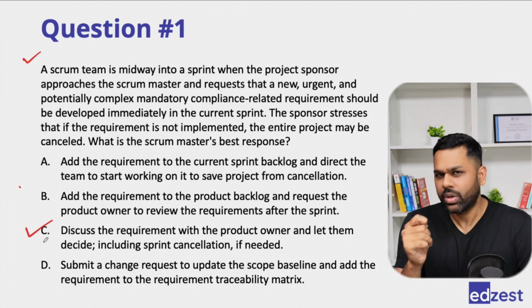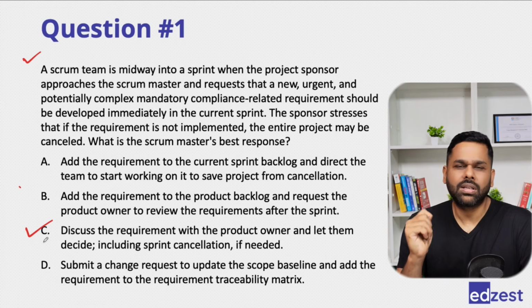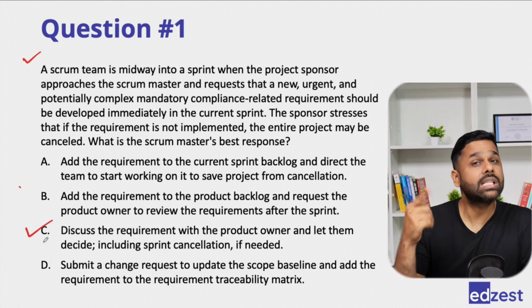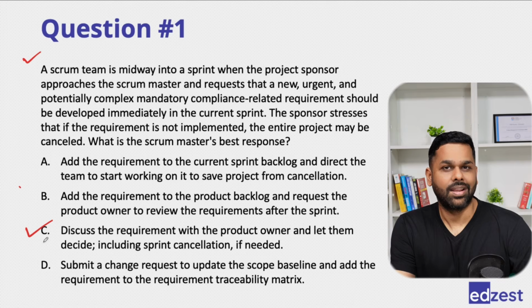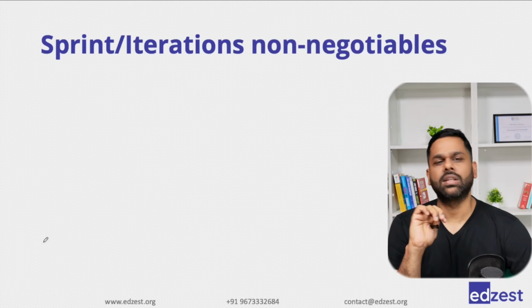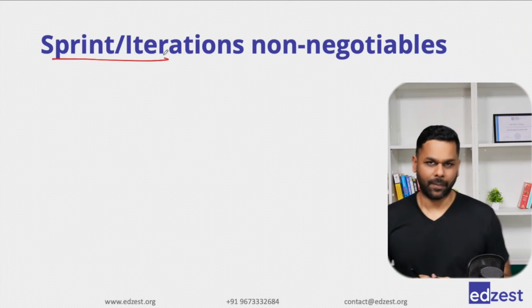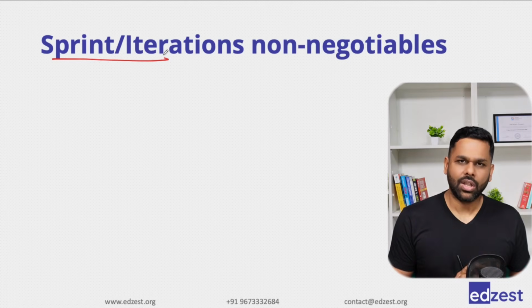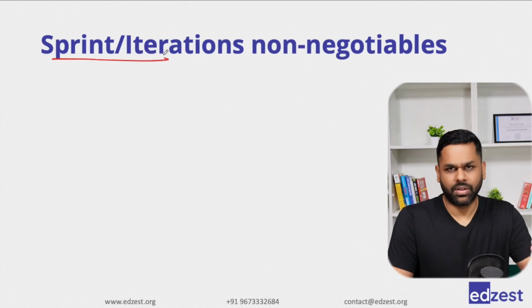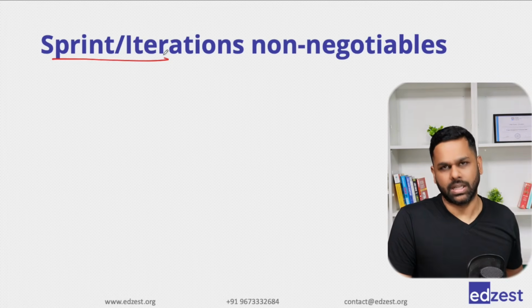Okay. While reviewing this question, you would want to know that the Scrum Master cannot add the requirements. What else cannot be done in the Scrum framework? What else cannot be done in the Agile framework? There are certain non-negotiables for sprints and iterations in Agile. Let us have a look at that so that it stays with you, and if a different question asks you about those non-negotiables, you would know what it is.